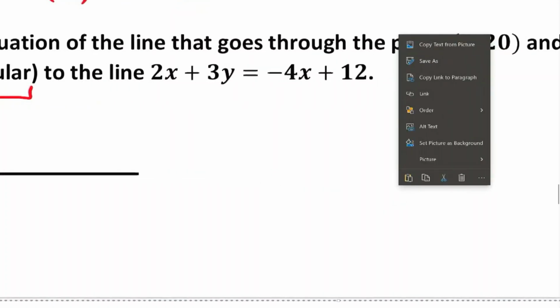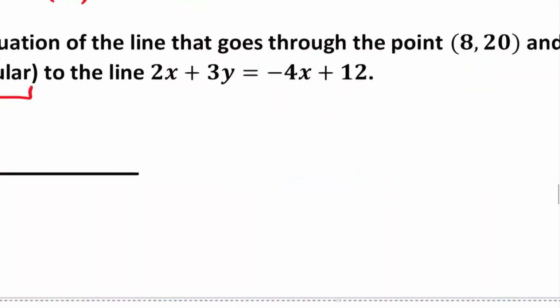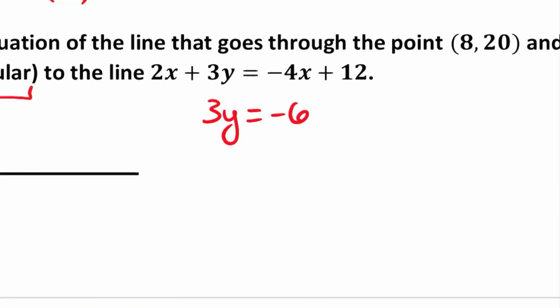So I'm just going to take away 2x from both sides. This is going to give me that 3 times y equals negative 6 times x plus 12. Again, I just subtracted 2x from each side. Next thing I'm going to go ahead and do is divide everything by 3, all the terms.